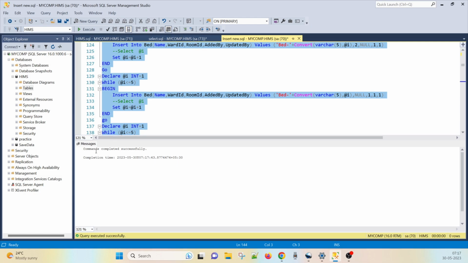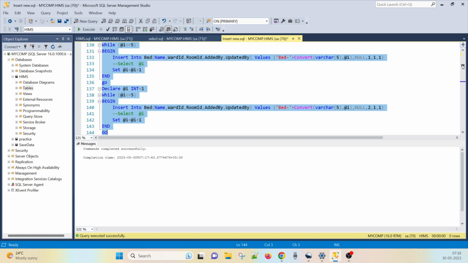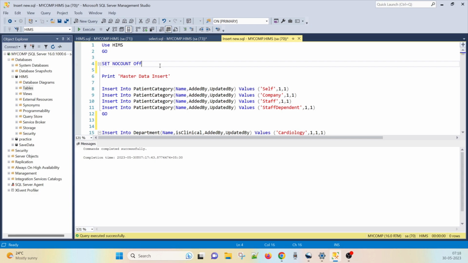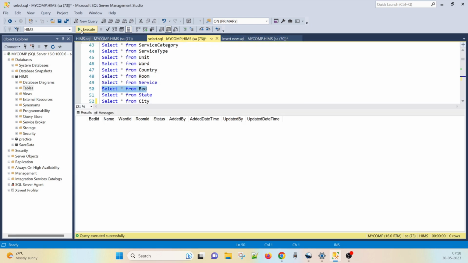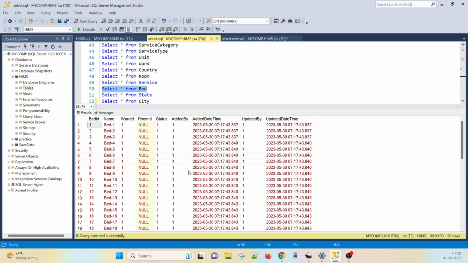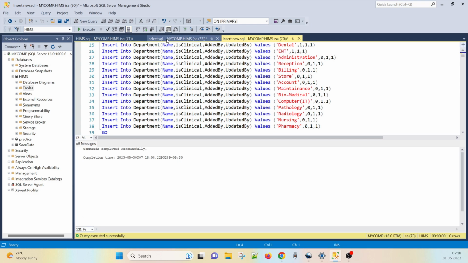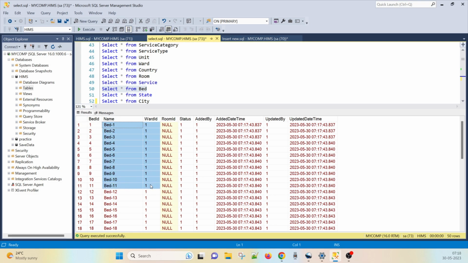Yeah. And here is the command completed successfully, correct? Because at the top we set no count on. If we set it as no count off, then you will get, yeah, how much records are inserted during the execution. So set no count off, and first of all we will see the data in the bed table, and from the next time you will get how much records are affected here. And yes, these beds are bind to the ward. After that, bed 1 to bed 20 are related to the ward 2.